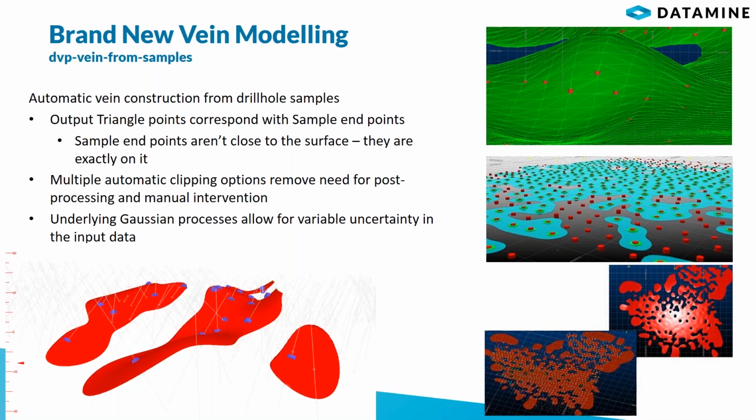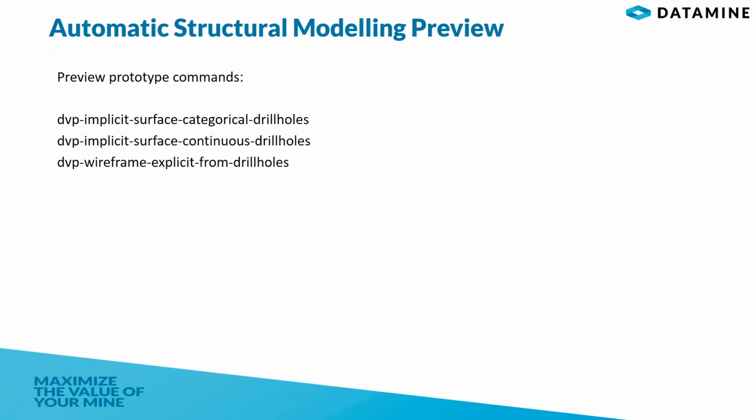And it will actually insert points at each of the drill hole intercepts. So there's absolutely no question of where that contact lies. So this is actually only the first step in what Datamine are doing in implicit modeling.